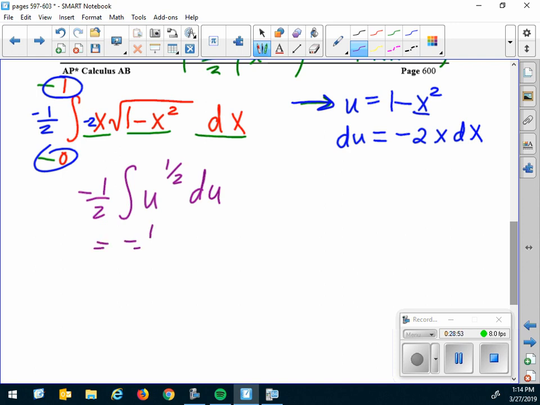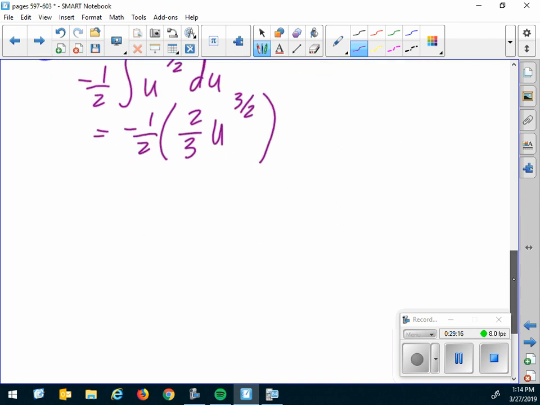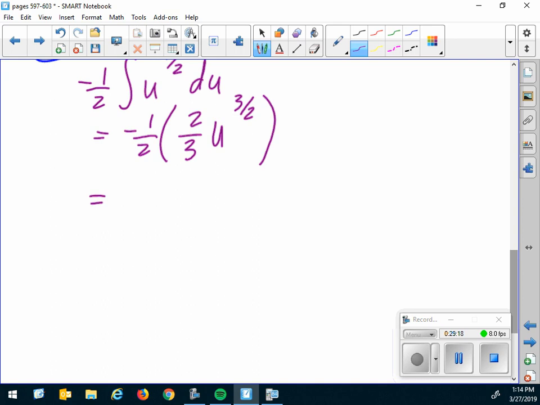So this is negative 1/2 times, what the devil is that? I don't know what that is. U to the 3/2 times 2/3. Okay. So I just integrated. Now I didn't put the plus c because I'm going to evaluate this thing here shortly. This is negative 1/3 u to the 3/2.